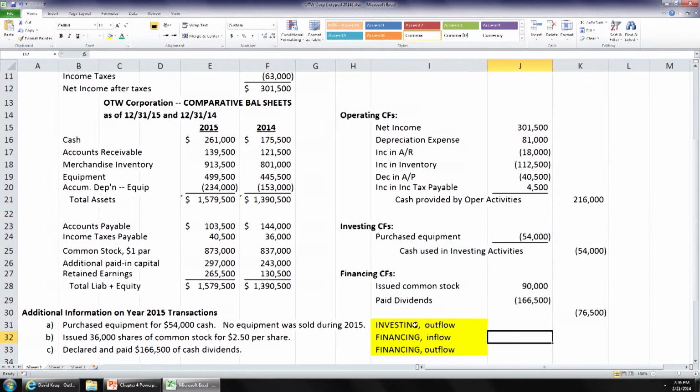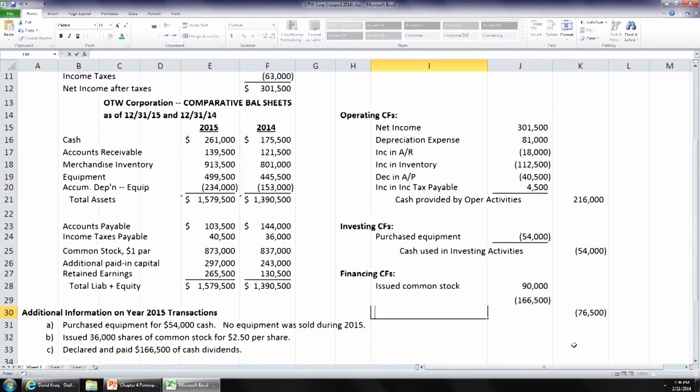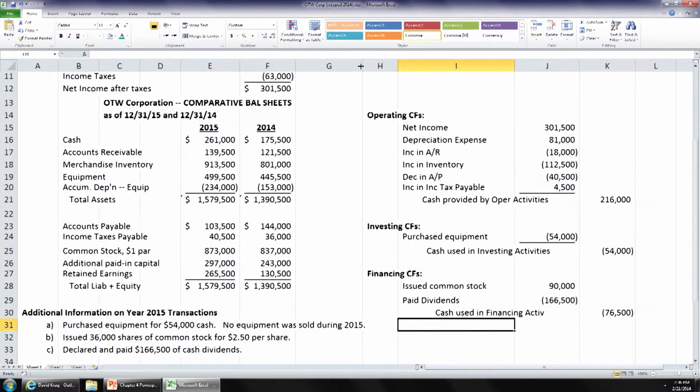Now, can I go ahead and get rid of this information since I need that room? I'm going to do that so that you can see this. What are we going to call this section right here? Cash used in financing activities. Would you agree? Okay, we're getting there, aren't we? We're not done though.